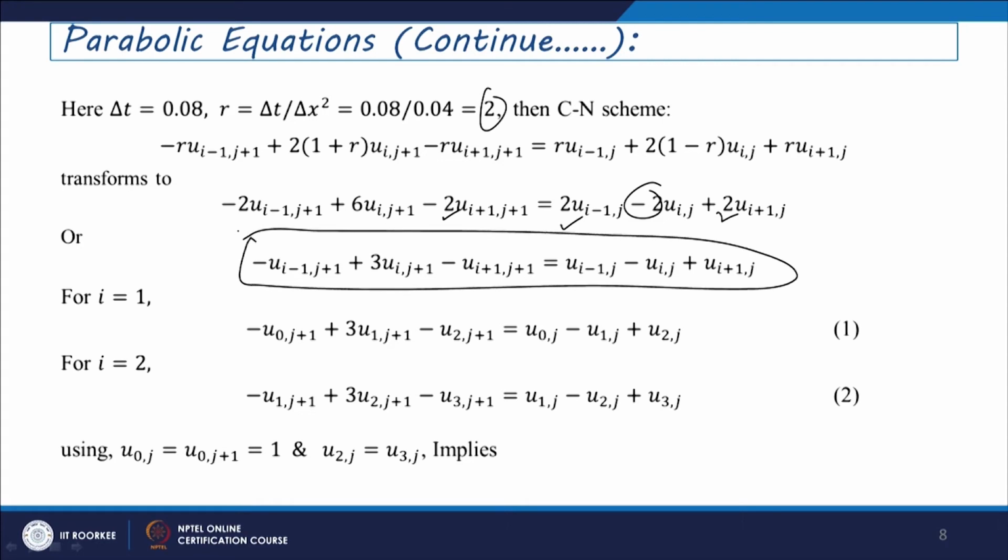For i equals 1, if we put it, we are at the boundary: u0 j plus 1 plus 3 u1 j plus 1 minus u2 j plus 1, and again at the boundary, u0 j minus u1 j plus u2 j.